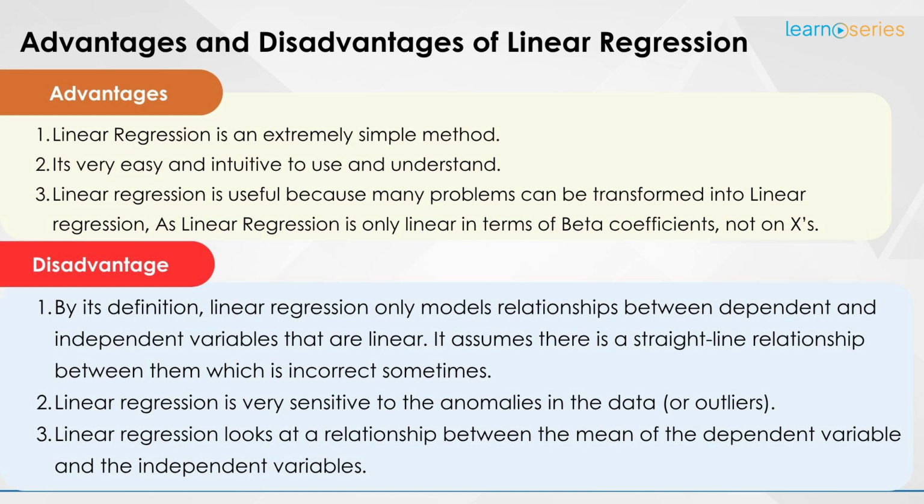So that's the disadvantage. Linear regression is very sensitive to anomalies. It looks at a relationship between the mean of the dependent variable and the independent variable. The assumptions themselves are the problems for linear regression. Those are the disadvantages.